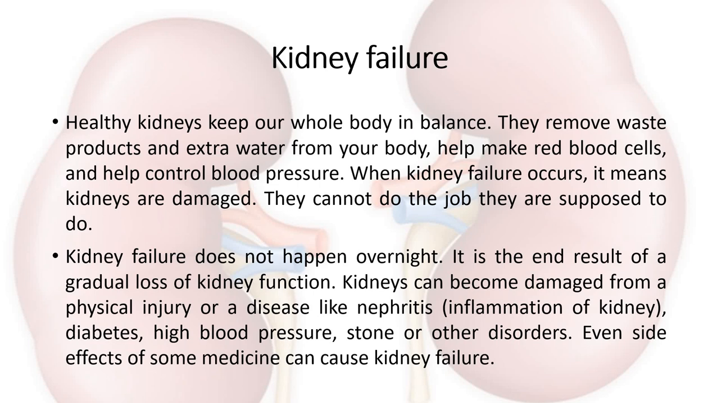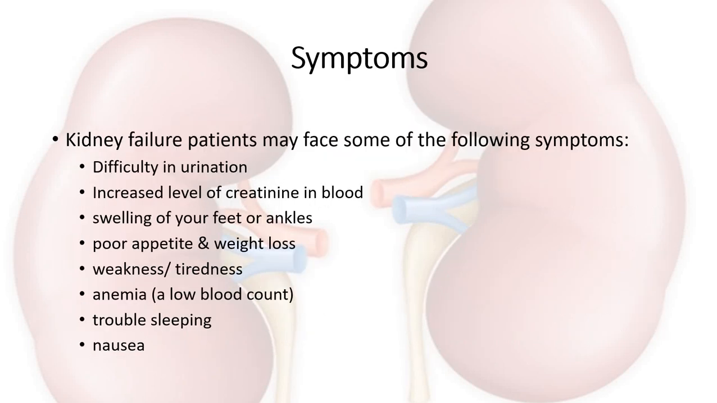Kidney failure does not happen overnight. It is the end result of a gradual loss of kidney function. It will eventually happen when kidneys are damaged from a physical injury or disease like nephritis, which means inflammation of kidney, or other diseases like diabetes, high blood pressure, stone, or other disorders. Even side effects of some medicine can cause kidney failure, which is very harmful.